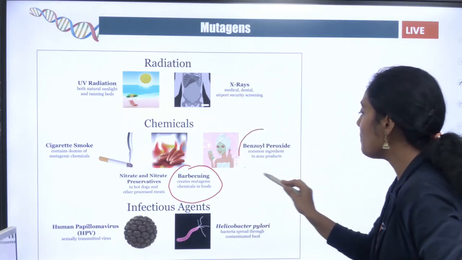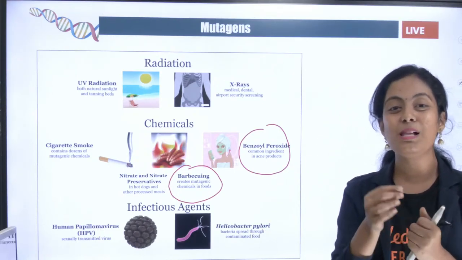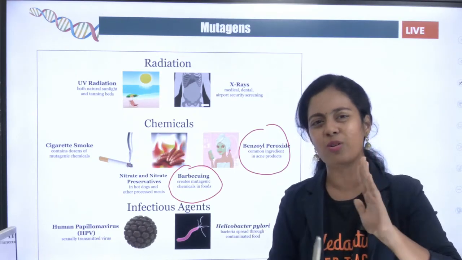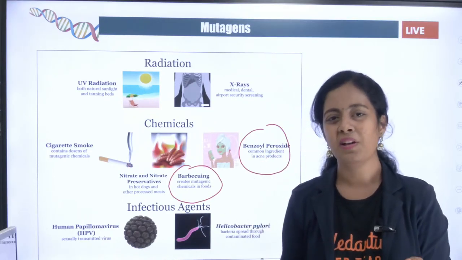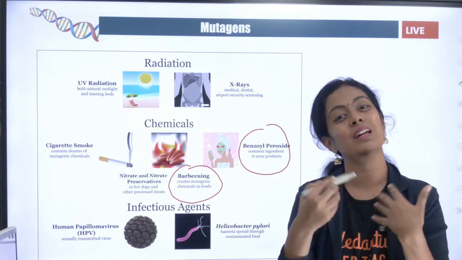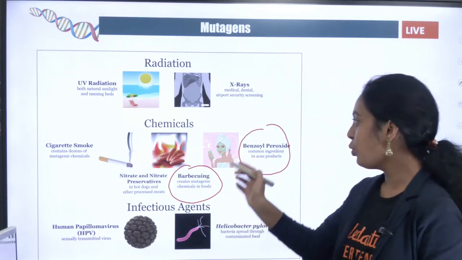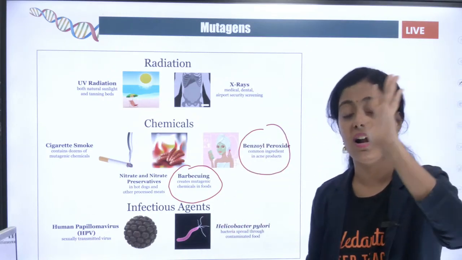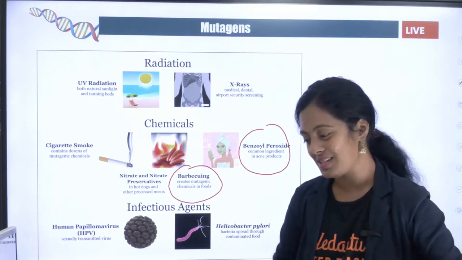Then benzoyl peroxide, like a highlight acne treatment. Pimples treatment, when you look at the face wash, the content will have benzoyl peroxide, and that can also cause mutations. Doctors know that and still prescribe it because there has to be a treatment. Though the chances are less, if you use it, it's not that you will definitely get cancer or mutation, but they can cause it.